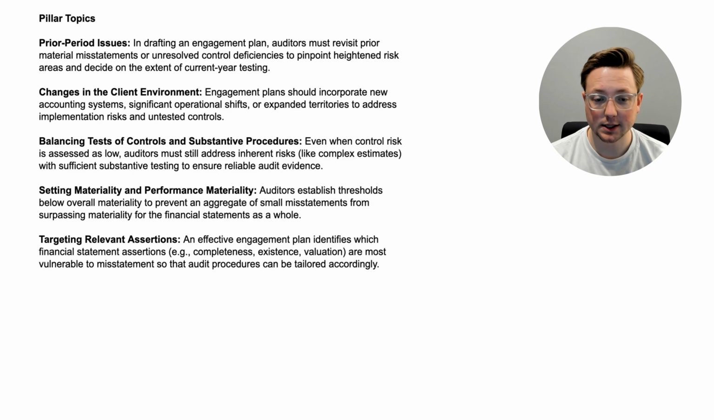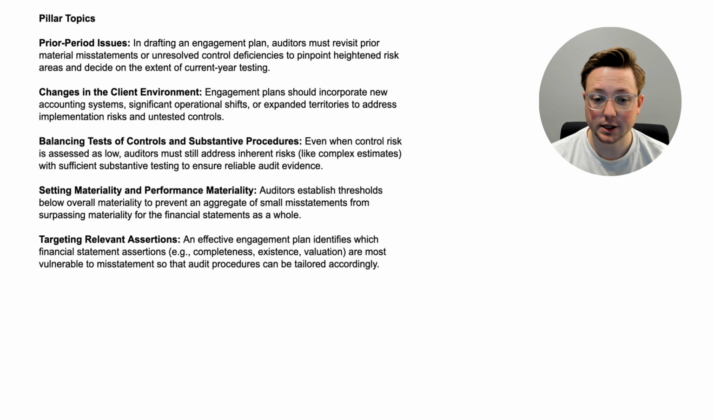Now let's talk about balancing tests of controls and substantive procedures. Even when control risk is assessed as low, auditors must still address inherent risks like complex estimates. Things that are inherently complex, that's where things could go wrong, so they still have to address those. So they still have to have sufficient substantive testing to ensure reliable audit evidence.